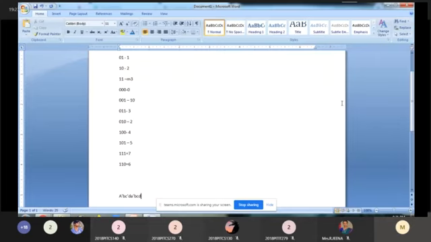Listen. If you have any variable with its complement, you have to omit the variable. If you have any repeated variable, you have to take the variable one time. So first, A bar. Is any other A bar there? Yes. So you take A bar one time.